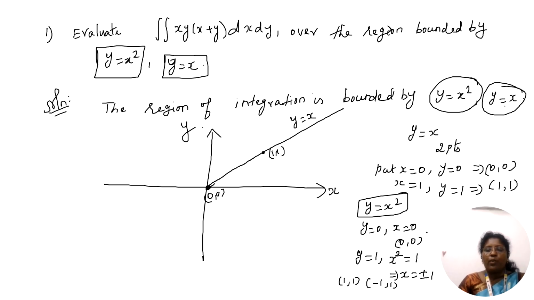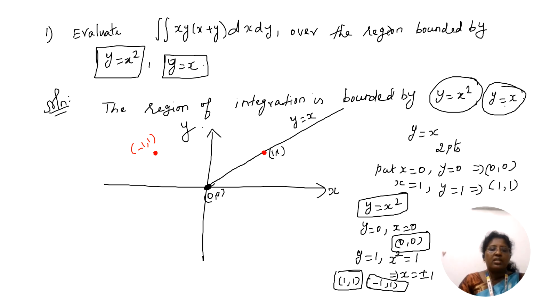So now we have 3 points here: (0, 0), (1, 1) and (-1, 1). By joining these 3 points, we will be getting the curve, the parabola. Already there is (0, 0), so this point will be (0, 0). Now (1, 1), already the (1, 1) point is there. Then we have one more point, (-1, 1). (-1, 1) will be here. This point will be (-1, 1).